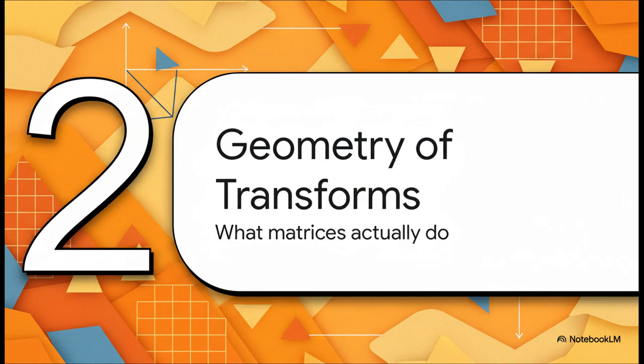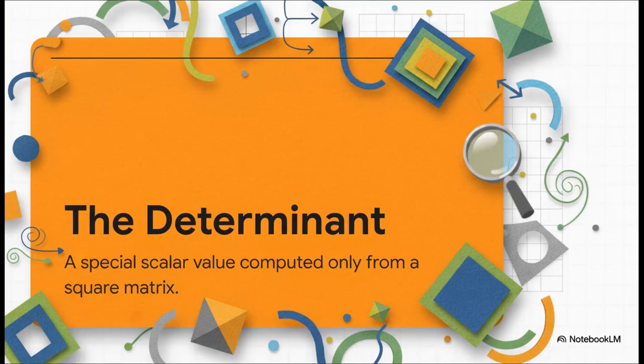Okay, so matrices are great for organizing calculations. We get that. But what are they actually doing? I mean, what's really going on? To find out, we need to look past the numbers and start seeing the geometry at play. Turns out every square matrix has this special number hiding inside of it. It's called the determinant, and you can really think of it as the matrix's geometric soul.